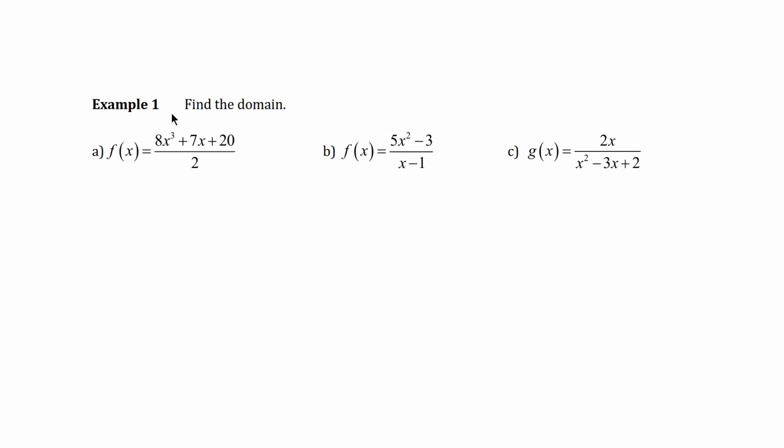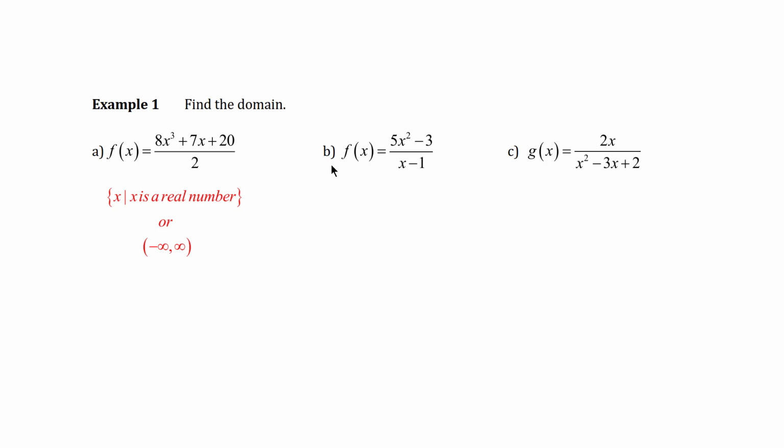For example number 1, find the domain. For part A, we have f of x equals 8x cubed plus 7x plus 20, all divided by 2. To find the domain of any rational function, we just see what x values result in 0 for the polynomial in the denominator. You can see here that we have a constant value of 2 in the denominator, which means that we can use any x value for this function, and the denominator will never be 0. So our domain, written in set notation, would be curly brackets x such that x is a real number, or in interval notation, we have parenthesis, negative infinity, comma, infinity, close parenthesis.